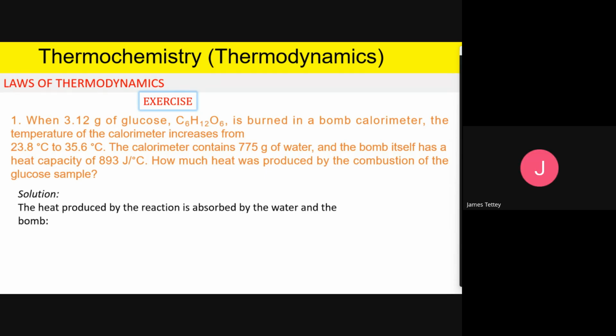So please, can you give us the specific heat capacity of water, please? It's 4. Can you hear me? So 4.18. Is that okay? Yes, sir.